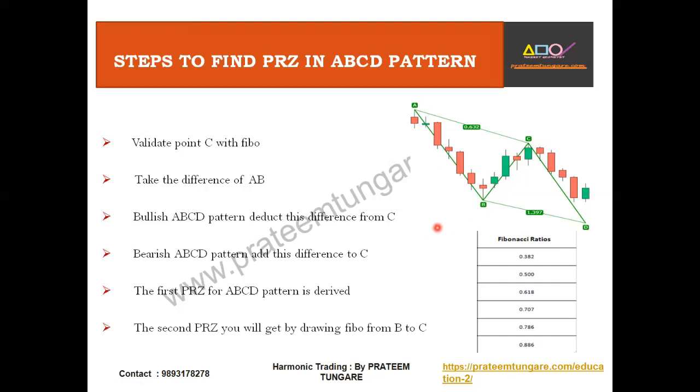When we draw a FIBO from B to C, we get some FIBO ratios. We would look for the nearest FIBO ratio that is available to the first D point that we have derived. That point is our second PRZ. So these two values make this a very strong reversal zone. And this BD ratio, you don't need to worry, it will get automatically adjusted. How it will get adjusted, we will see practically in the charts.